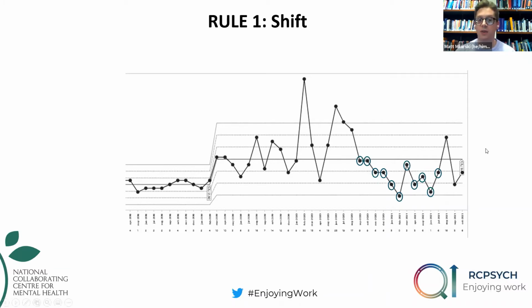In the case of a shift, values that fall on the mean don't add to or end a shift. So if you had what looks like a shift, but one of them falls on the mean, you would just skip that value and then carry on counting after that.